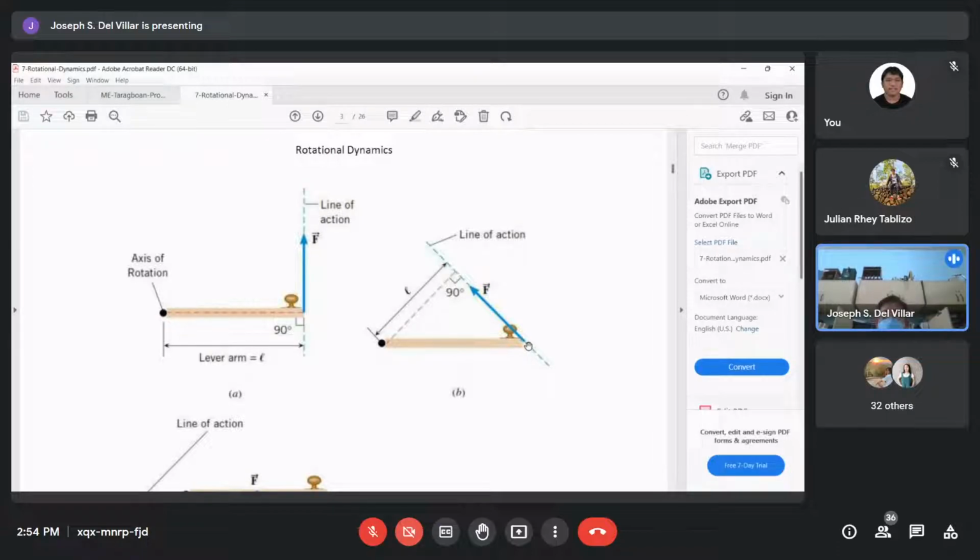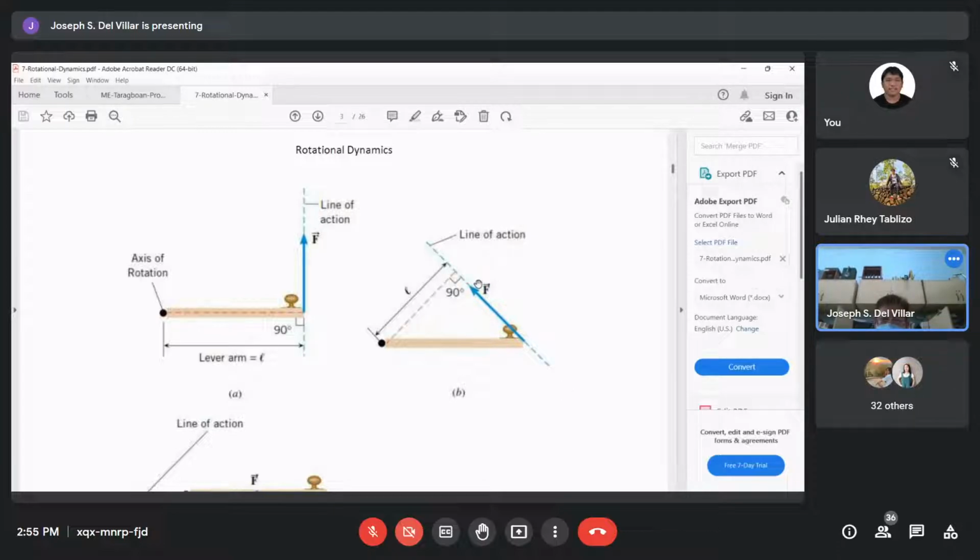Okay? So, pag ganito yung force mo, naka-incline, hindi natin pwedeng masabi na yung width ng door ay lever arm. Why? Because hindi siya naka 90 degrees. Tingnan mo dito. Acute angle lang to, di ba? So, the width of the door cannot be considered as the lever arm. So, what are we going to do? We project the line of action of the force. We extend that. So, did you see this dotted line?